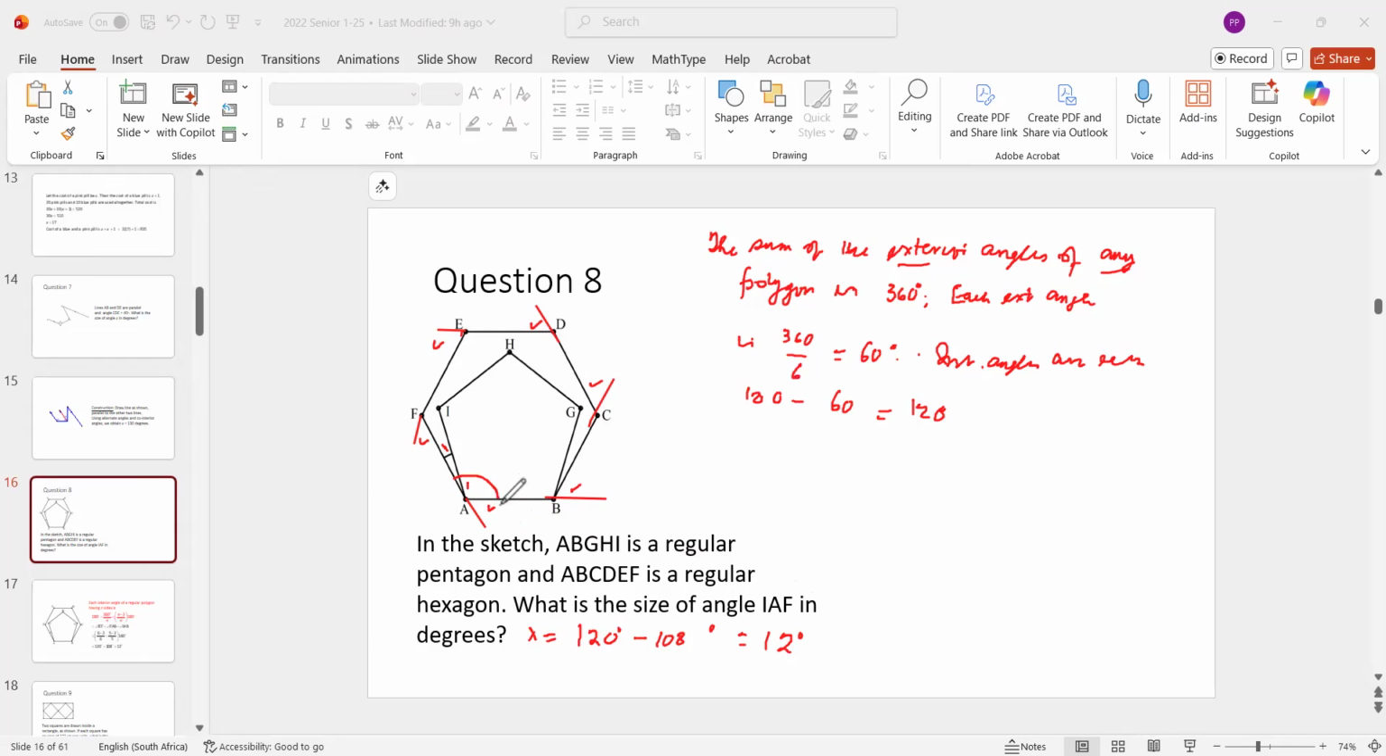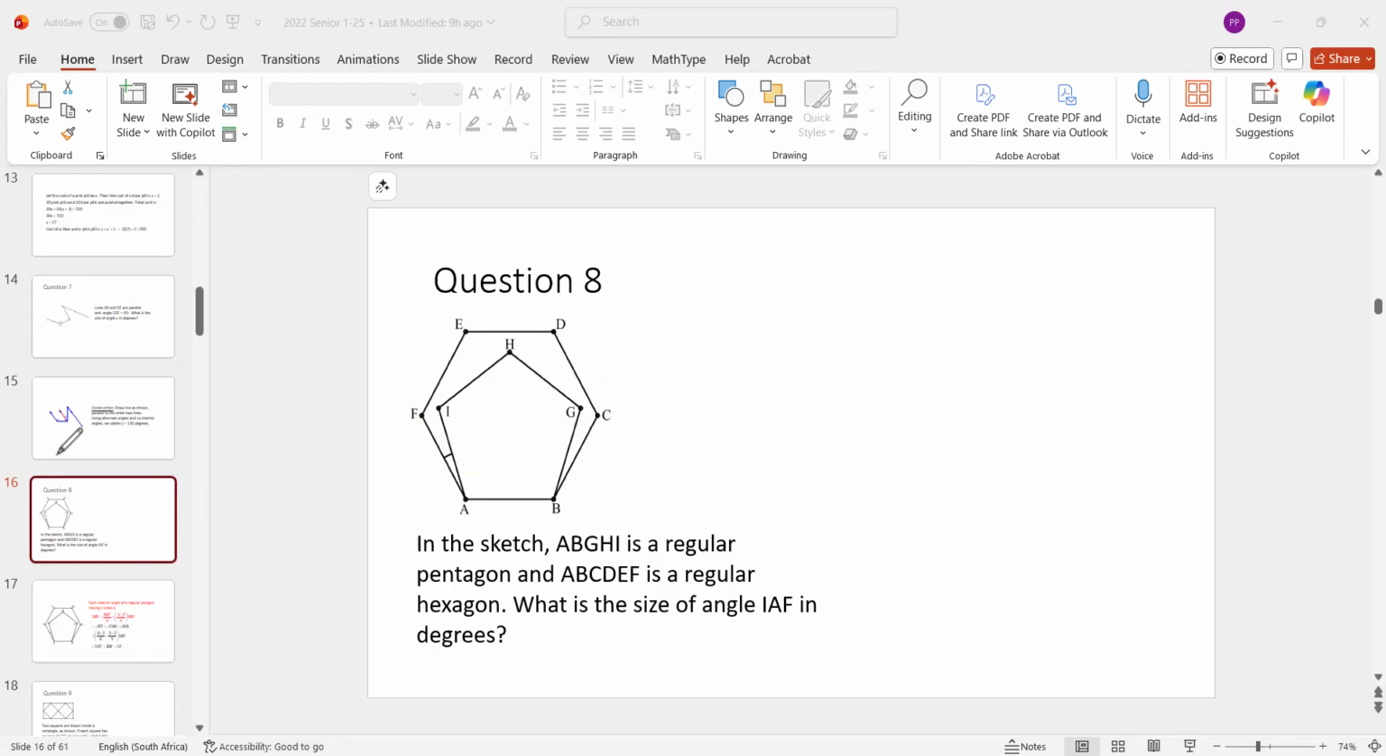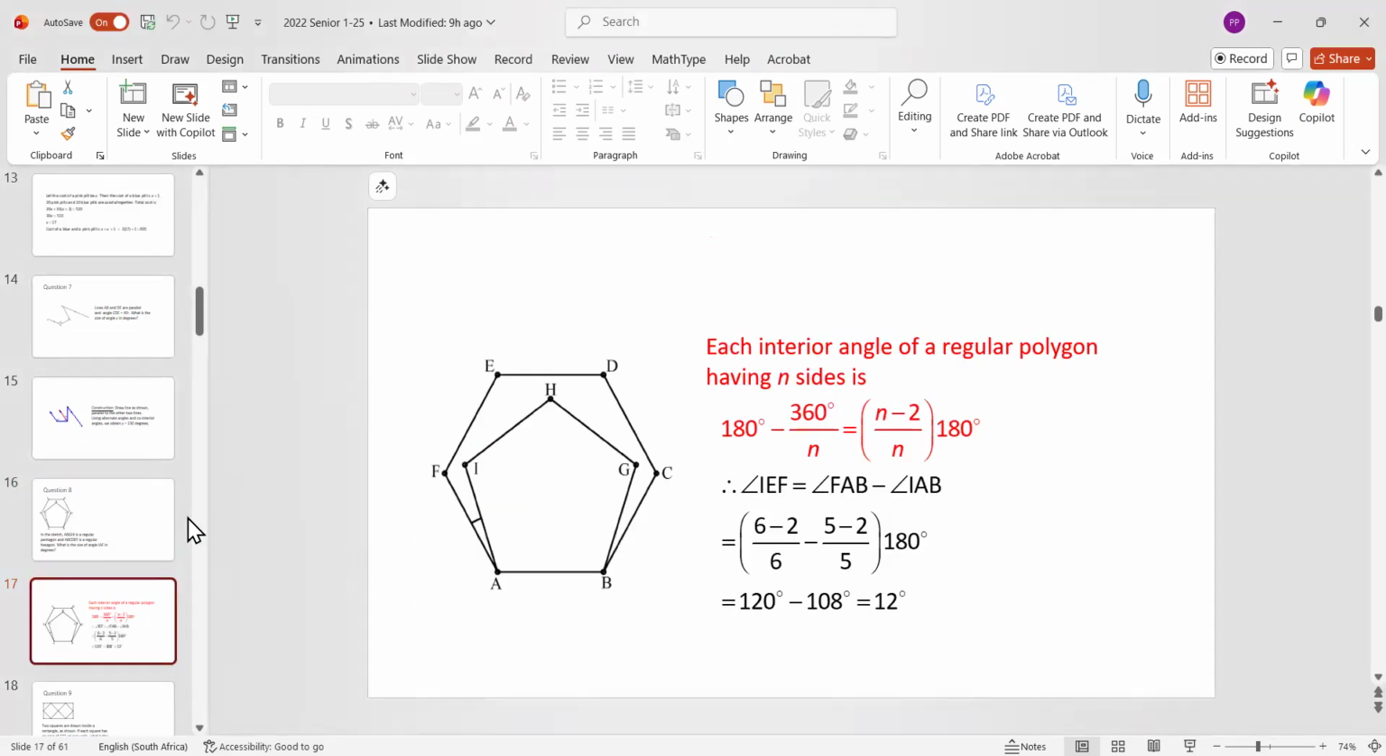All right. So it's just a matter of knowing that the angle you're looking for is that angle minus that angle. So it's the interior angle of the regular hexagon minus the interior angle of the regular pentagon. And those two can be calculated as I showed. And the answer that you come to is 12. So there you have it. You can see the final answer there is 12.